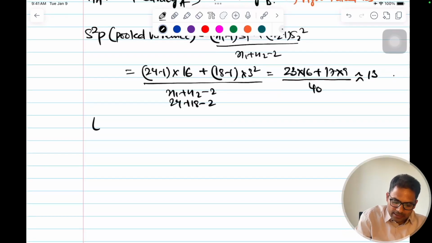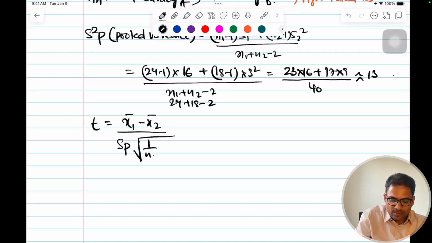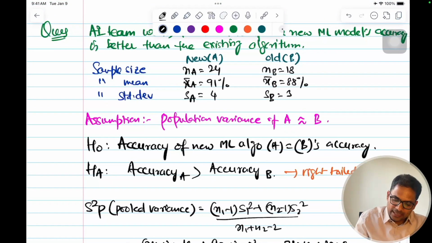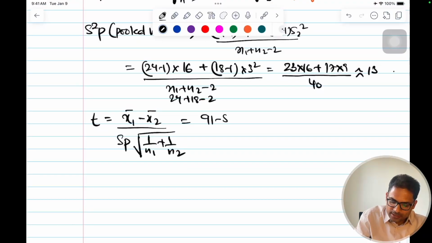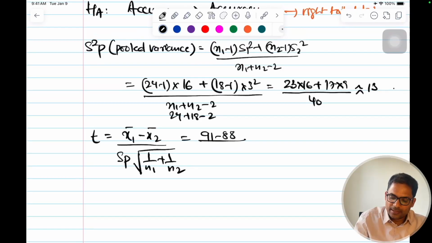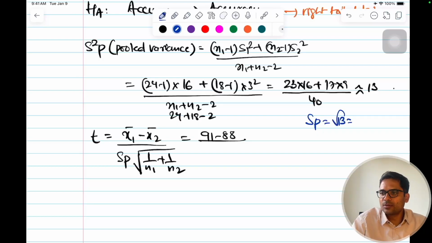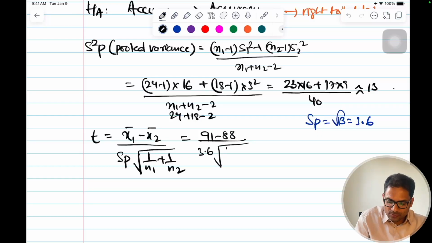And then the test statistic is x̄1 minus x̄2 divided by s_p times the square root of 1 by n1 plus 1 by n2. Let's put the numbers. The first mean is 91, the second is 88, so 91 minus 88, divided by s_p. s_p is equal to the square root of 13, which is approximately equal to 3.6.